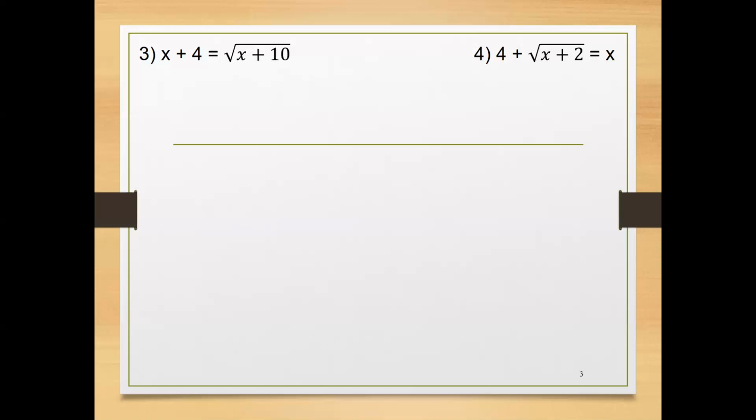So I know that this is going to be an answer. Then I'm going to check x equals 2. So 4 plus the square root of 2 plus 2 equals 2. So 2 plus 2 underneath my square root gives me 4. We know the square root of 4 is 2. Is 4 plus 2 equal to 2? No. So 6 does not equal 2, which just means that x equals 2 is extraneous.